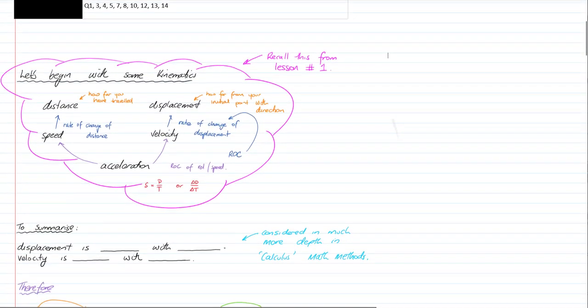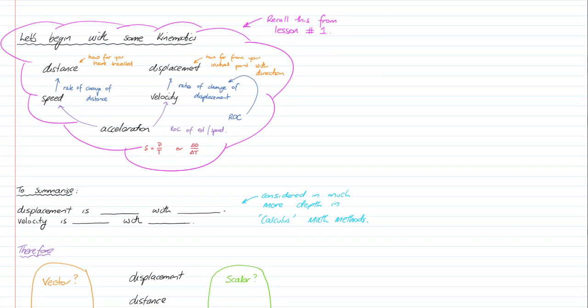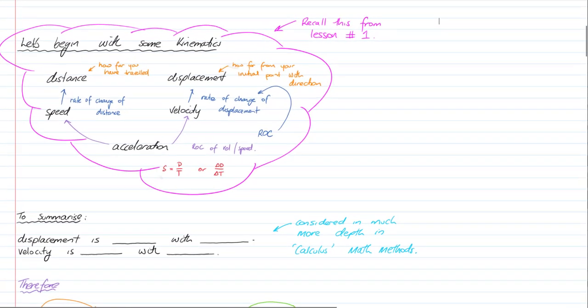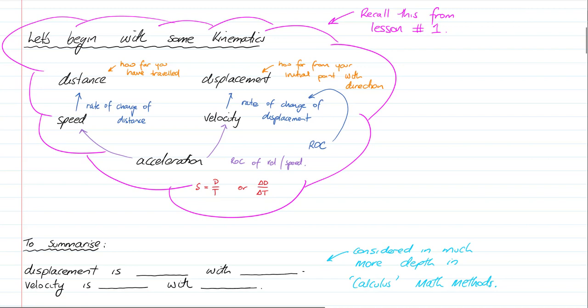Now let's have a look at some stuff from previous lessons. This is some stuff you may have covered already in methods, or certainly we've talked about briefly before. So let's begin with some kinematics. On one side we have our scalar quantities, distance and speed. Distance is how far you've travelled, speed is the rate of change of distance. So how far you travelled and how much time it took develops your speed. And acceleration is the rate of change of speed.